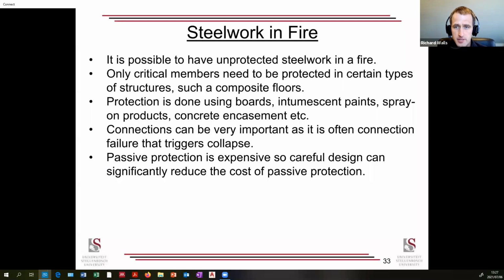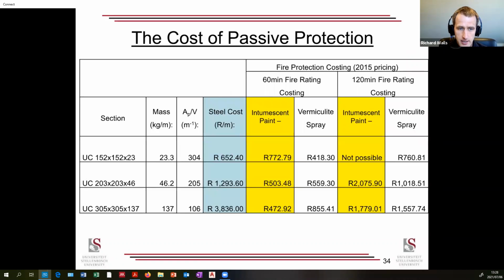Critical members need to be protected in certain types of structures. Only critical members in certain types of structures is composite floors. I'll get there later. Protection of steelwork is done using boards, intumescent paint, spray-on products, concrete encasements, etc. Connections can be very important. Passive protection is expensive, so careful design can significantly reduce the cost of passive protection. The next slide is where you can make your client like you.